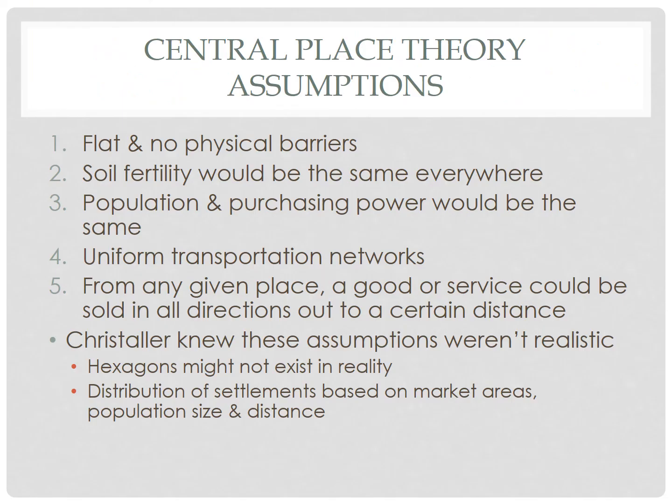Now, just like with von Thunen's model, just like with all of our land use models, there are assumptions that have to exist in order to make these work. So let's take a look at them, and you'll notice that they're very similar to the assumptions that we talked about with von Thunen. Flat and no physical barriers. Soil fertility is the same everywhere. Population and purchasing power is the same. It's a uniform transportation network. From any given place, a good or service can be sold in all directions out to a certain distance. That's your market area.